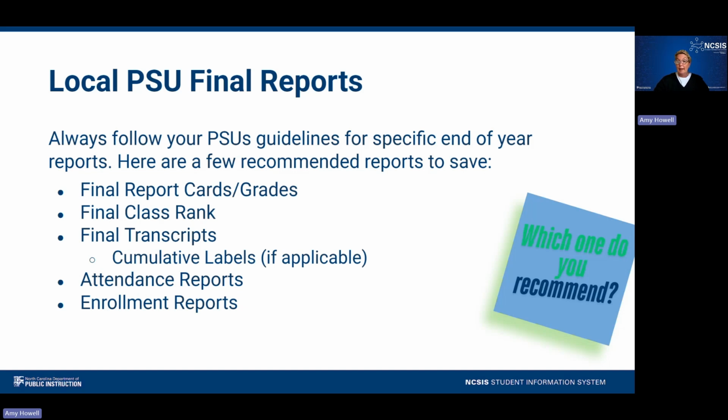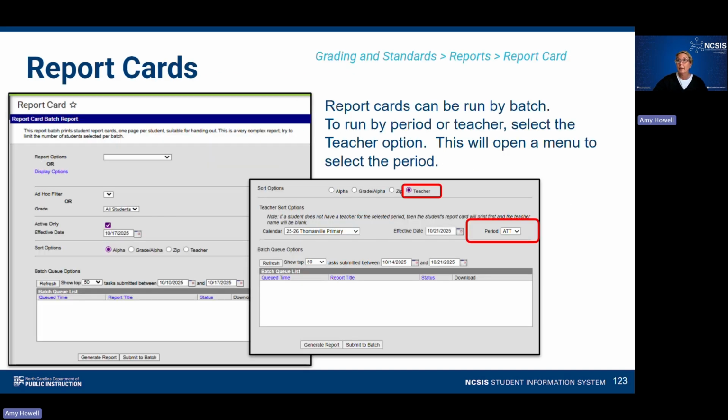So, of course, we have our report cards. You can run these by batch. And what's nice with the report cards is you can run them by period. If you select the teacher option right here on this report, it'll give you a period option. So if you want to run it, let's say you're doing cumulative folders by second period teachers by chance, you can run it by that so that those teachers will get a printout of these report cards to put in those folders.